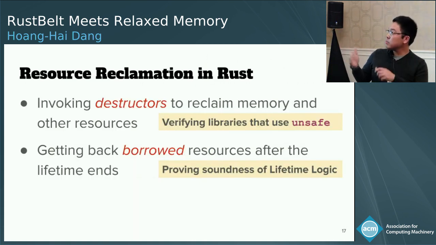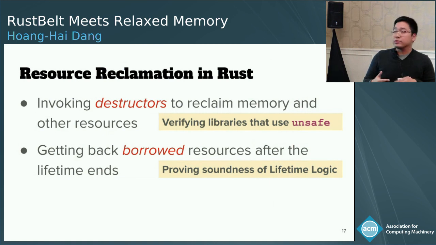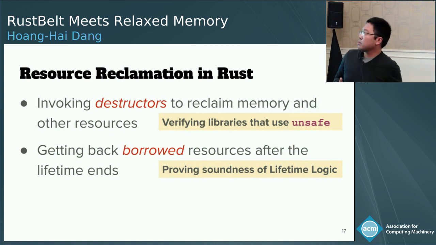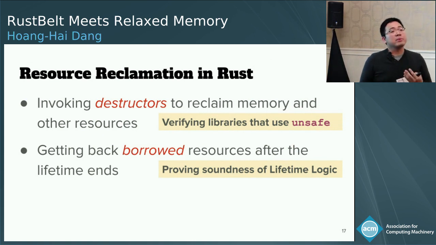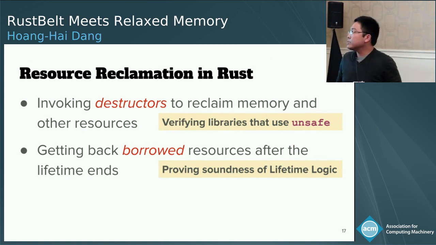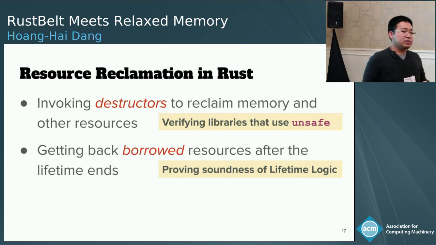So what do I mean by resource reclamation? The traditional form of resource reclamation is simply that once you are done using your resources, whether this is memory or file resources or whatever kind of resources, you simply call the destructor to return the resource. And we naturally have to deal with this in verifying libraries that use unsafe code.